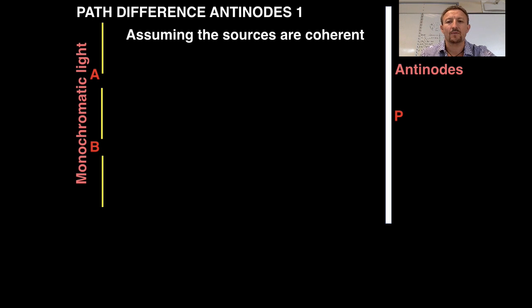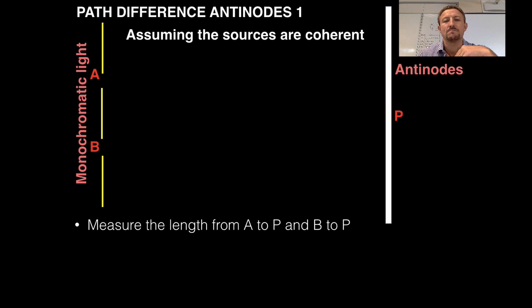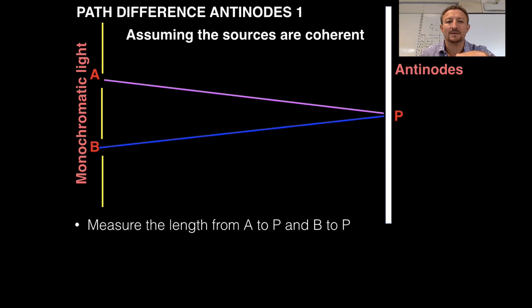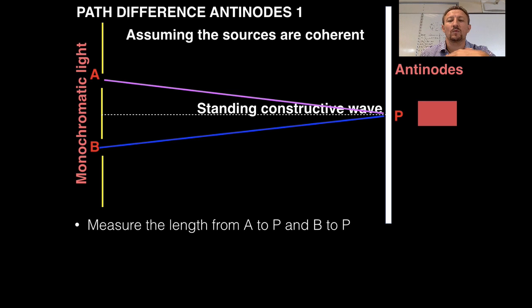So we all know that if we take a two-point source, we're going to get a standing wave of antinodal points, with one sitting right in the middle between the two point sources. So what we need to do is measure the distance from point A, or source A, to point P, and then measure the distance from point B to point P. So there's my two lines, A to P and B to P. We measure this with a ruler, and then we know that that's going to produce a standing wave. That standing wave is going to be a constructive standing wave.